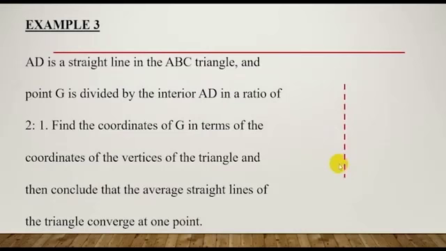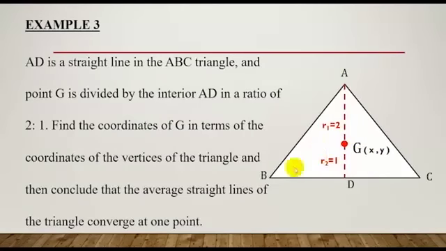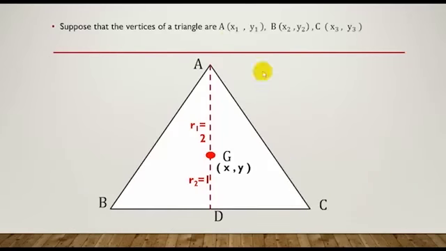So the line AD, we have a point G here with ratio 2 to 1. This distance is 2 and this distance is 1, so this R is 2 and this R is 1. This line is in triangle ABC. A represents x1 y1, B represents x2 y2, C represents x3 y3. The ratio is 2 to 1, and this is the point of division.